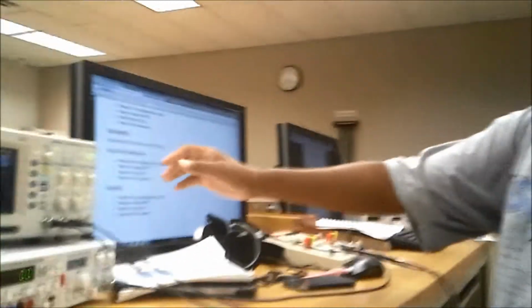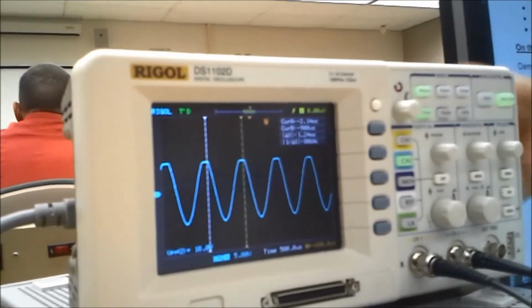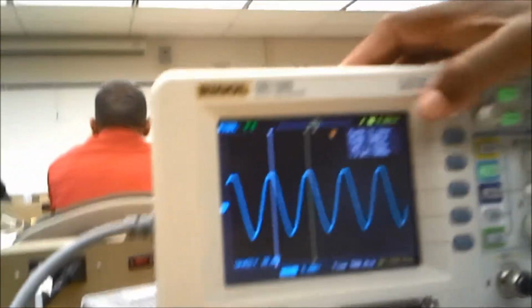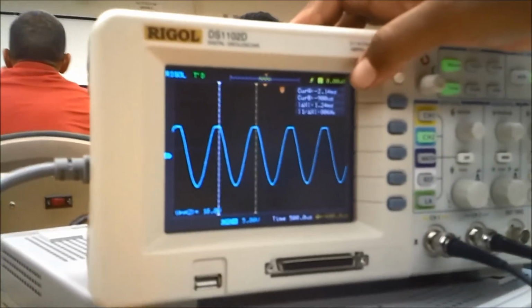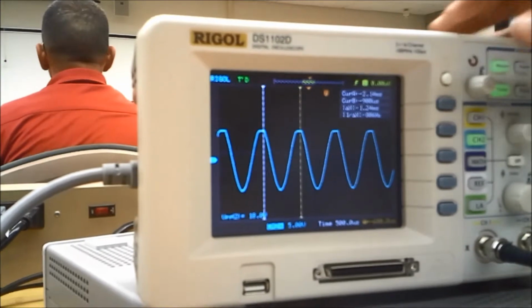Here, you can see all the calculations that we've made. Actually, it's come out to the correct numbers that are on here.